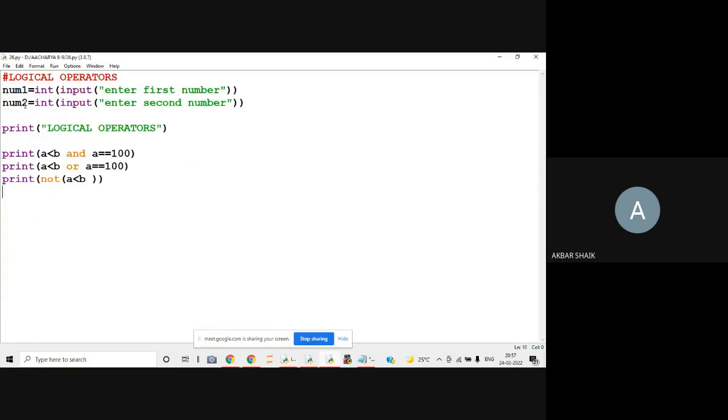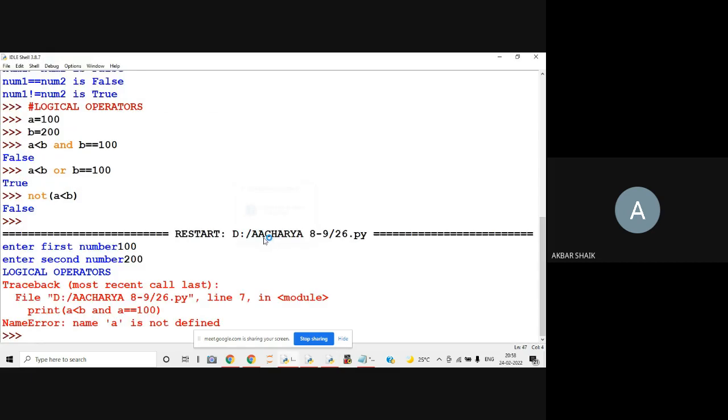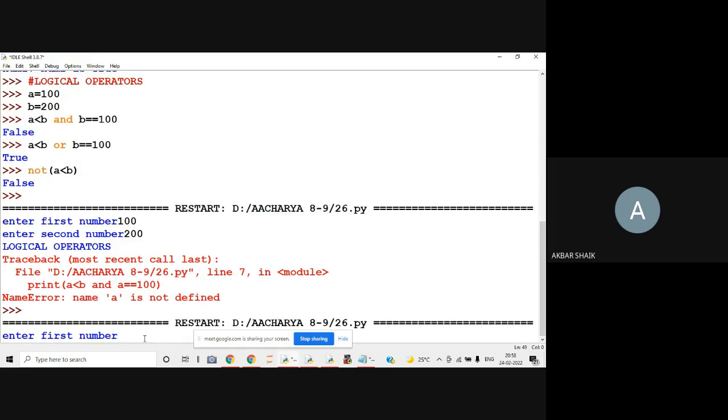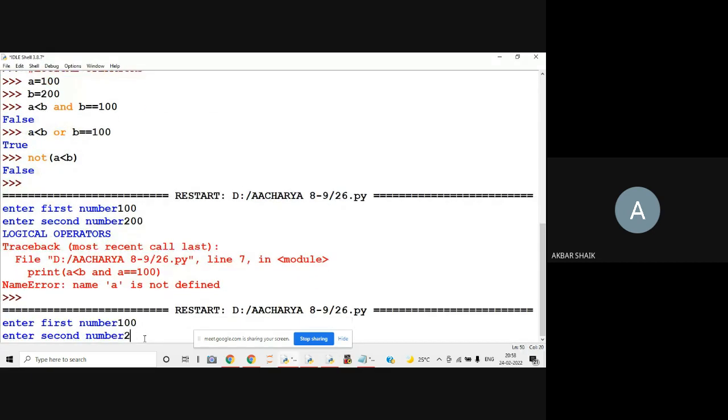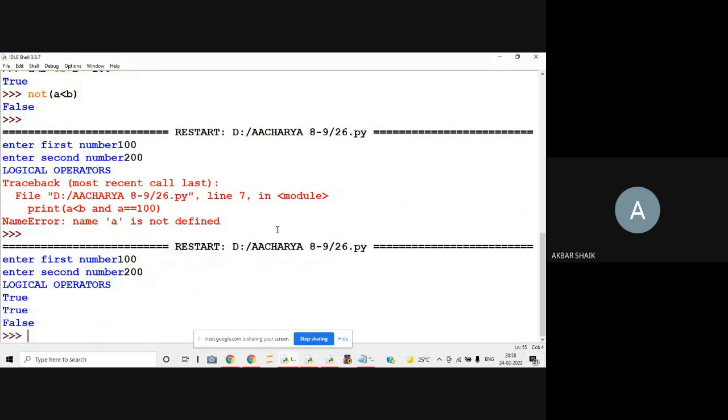A is not defined. Yes, here I am using number 1. So instead of number 1, you can take A here. Instead of number 2, you can take B here, because I am using A and B everywhere. Now I'll run this program. Enter first number 100, second number 200. Okay, so this is the output.